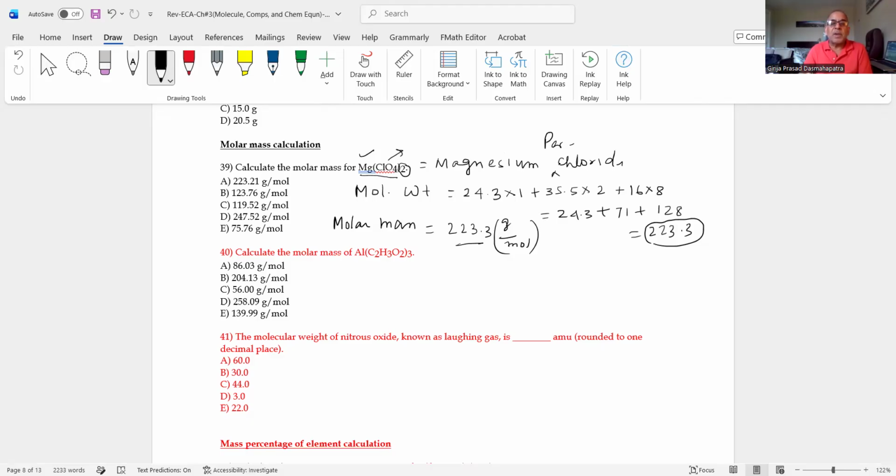You can do the same thing here. It is aluminum acetate, the name of the compound. This is aluminum and this is the acetate ion, a polyatomic ion. Again, it is an ionic compound. First, we will find out the molecular weight.